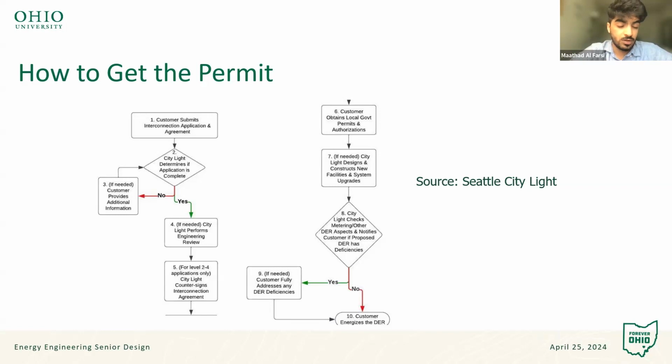Once we get the permission from Seattle City Light, we need to get the permits from the other departments that I mentioned earlier. Then Seattle City Light will send someone to check if our system meets the requirements. If yes, we are allowed to interconnect with the DER. If not, we need to check our system again and meet the requirements.